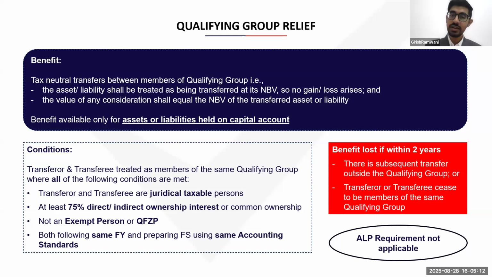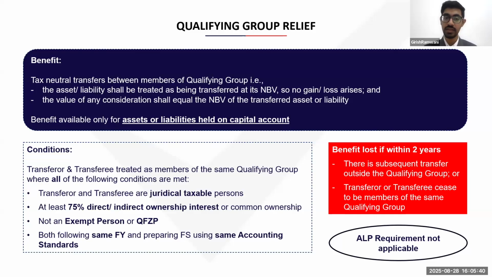Now, what are the conditions for availing the qualifying group relief? First thing is that the transferor and transferee must be juridical taxable persons only. That is, you need to be a juridical person. It is available only for companies or other incorporated partnerships or other juridical persons. It is not available for natural persons or sole proprietorships. And you need to be a taxable person.